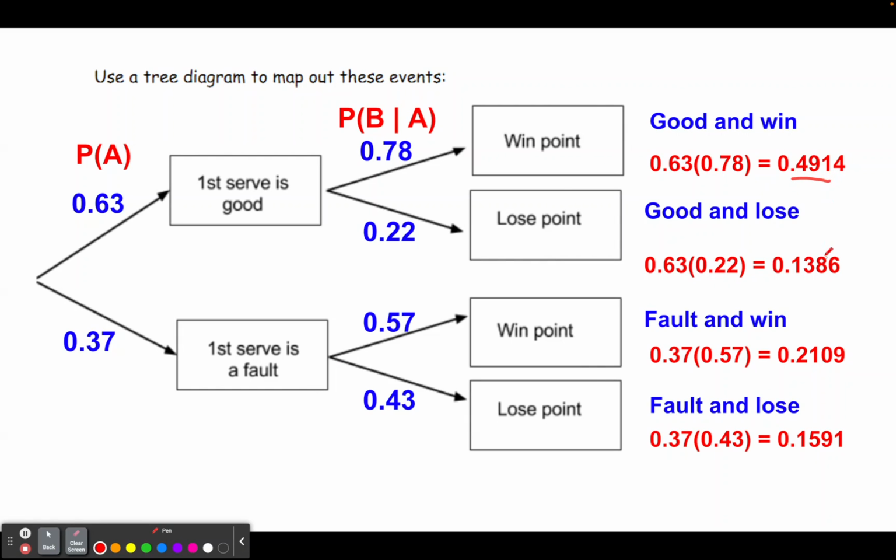And notice, by the way, if you go back and you add these four final probabilities together, you should get a grand total of 1 because that represents the entire sample space. If you get something other than 1, that means you either multiplied wrong or one of the numbers on your branches is wrong.